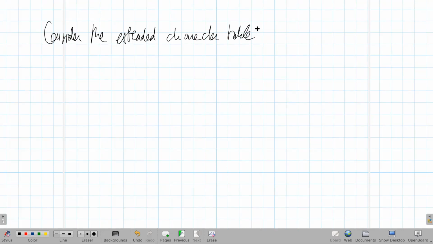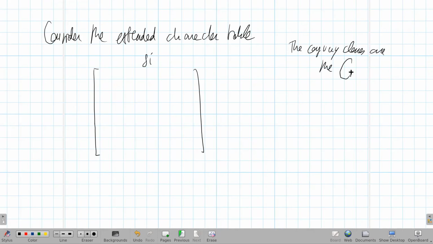And what's the extended character table? Well, okay, we have already some notation. The columns are the g_i, so recall the conjugacy classes are the g_i. Okay, like this. So this is the column in this conjugacy classes. Here, as usual, we have the irreducible characters.